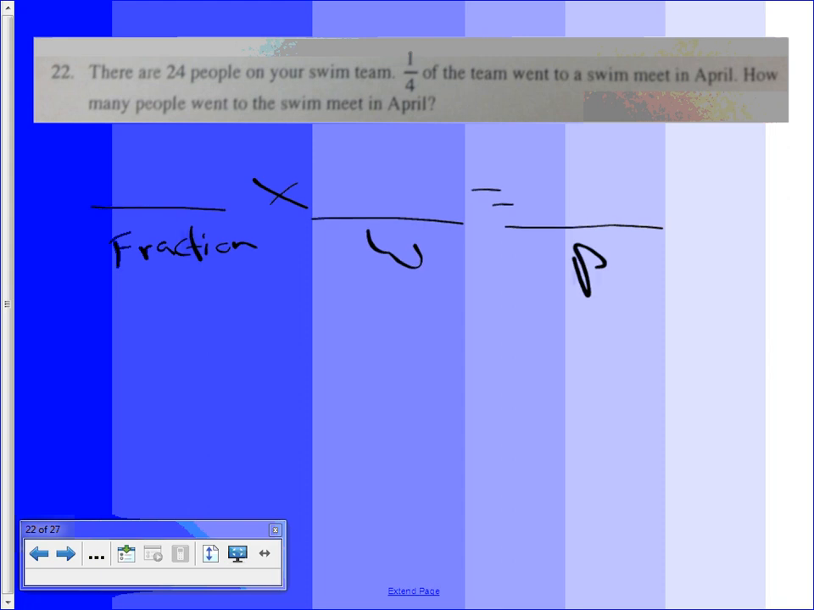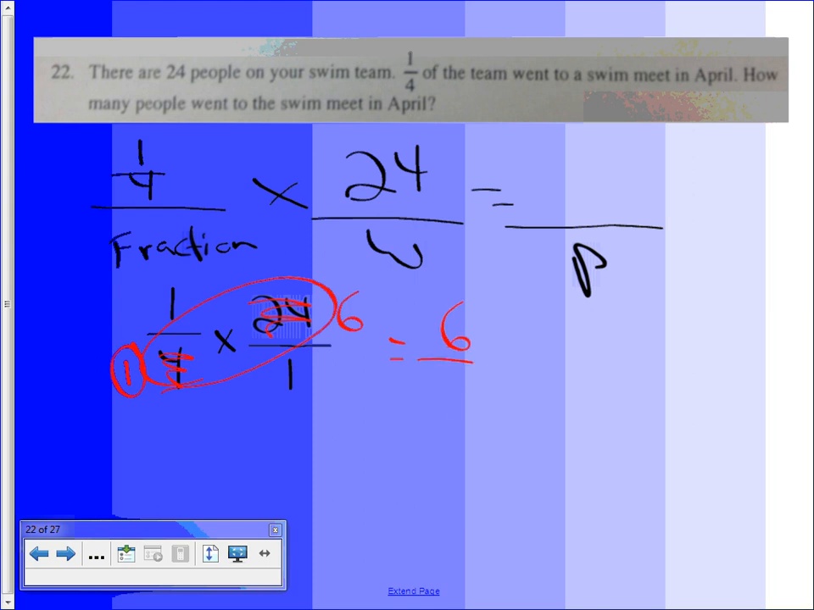Well, 24 people on your swim team, that sounds like all the people on your swim team. The fraction is 1/4. We want to find out what fourth went to the swim meet. 1/4 times 24 over 1. Go ahead and cross reduce because we are multiplying. 4 divided by 4 equals 1. 24 divided by 4 equals 6. 1 times 6 equals 6. 1 times 1 equals 1. Your answer is 6 kids went to the swim meet in April.